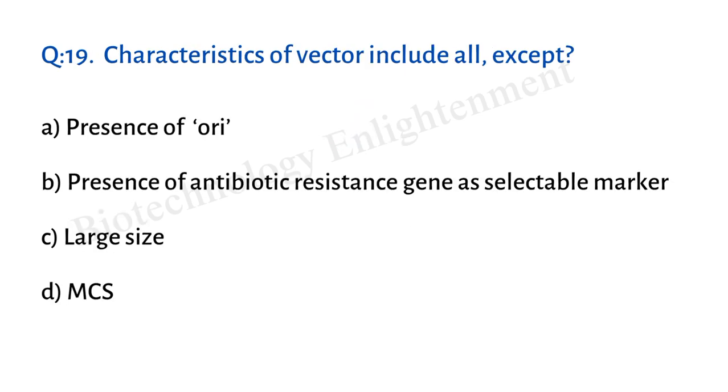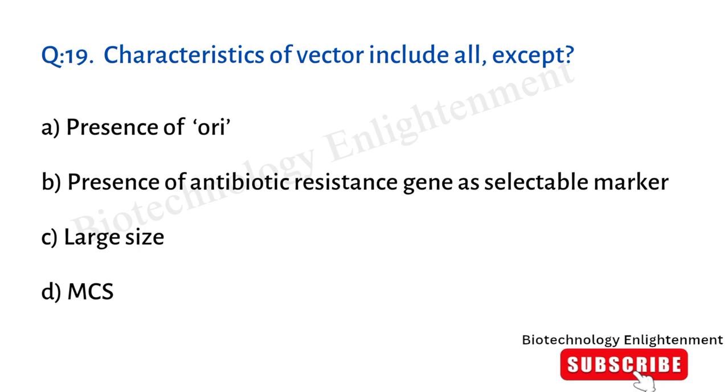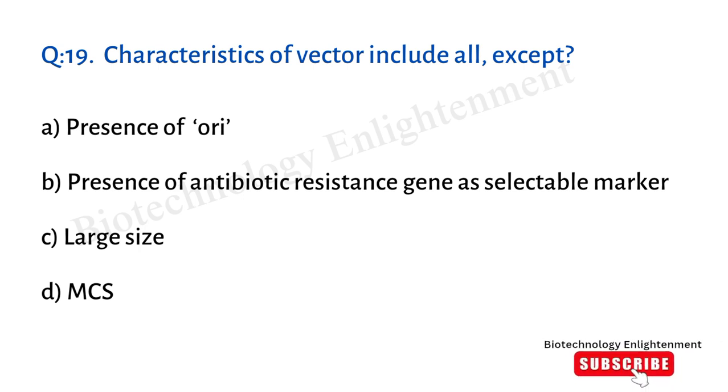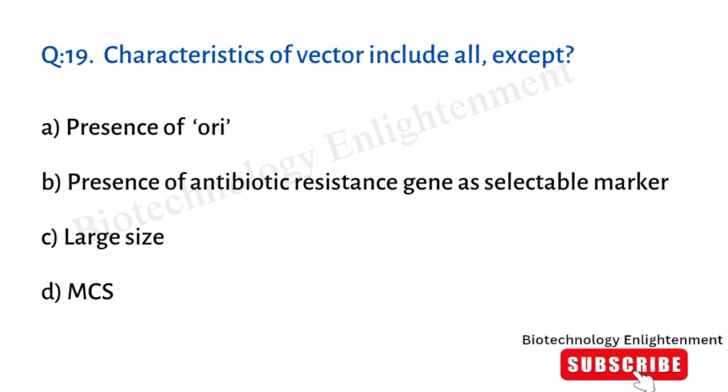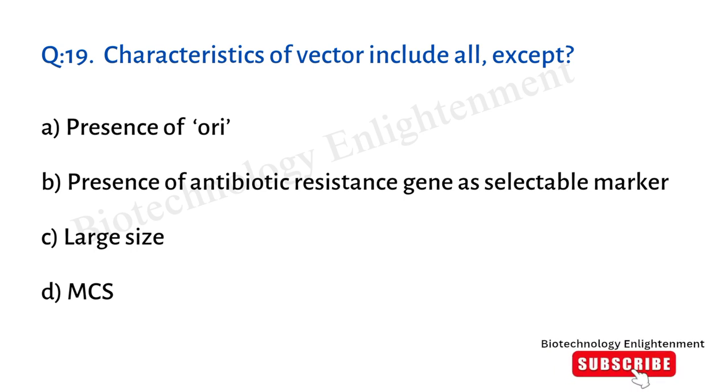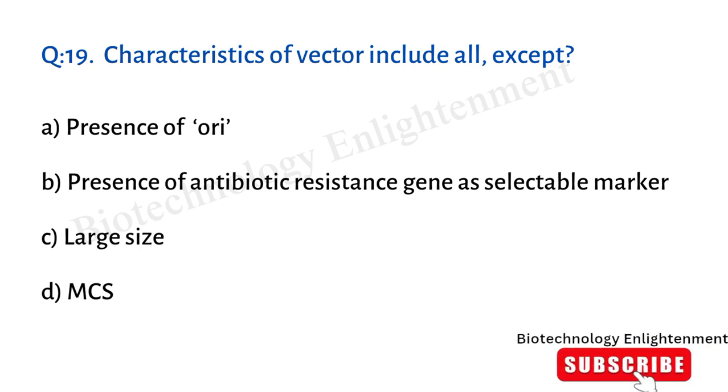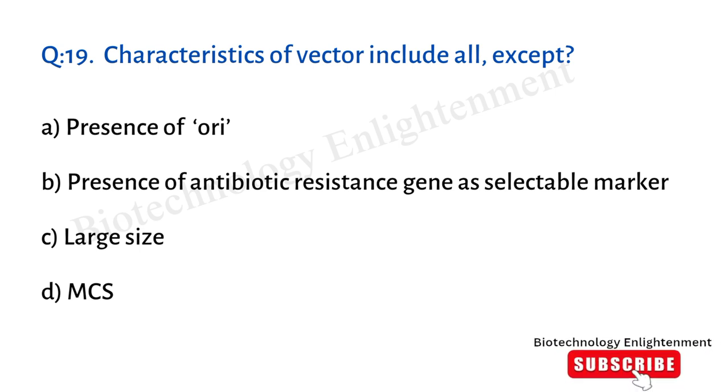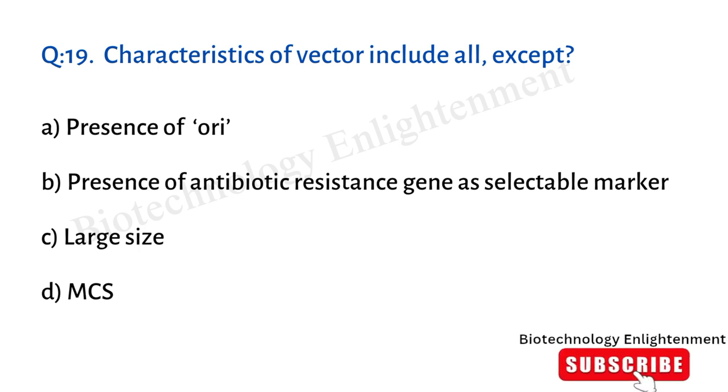Question number 19. Characteristics of vector include all except option A, presence of ori. Ori is origin of replication, so it's called ori in short. Option B, presence of antibiotic resistance gene as selectable marker. Option C, large size. Option D, MCS. MCS is the short form for multiple cloning site.